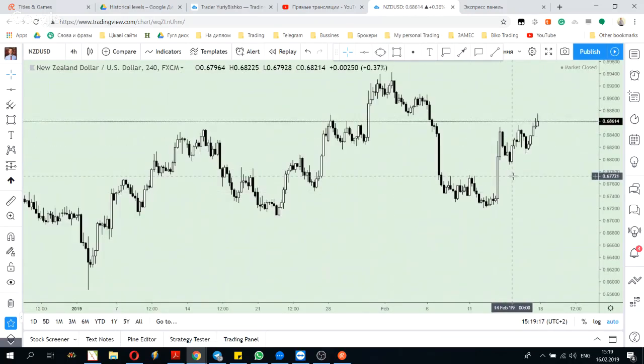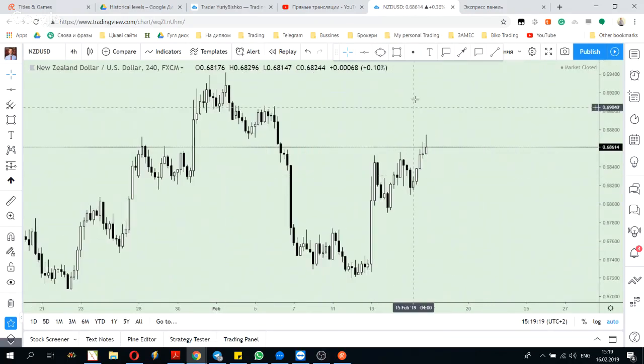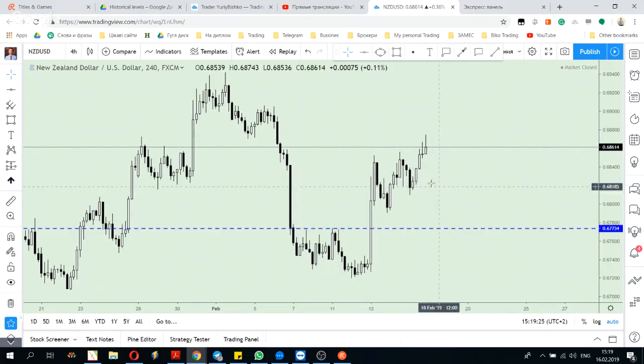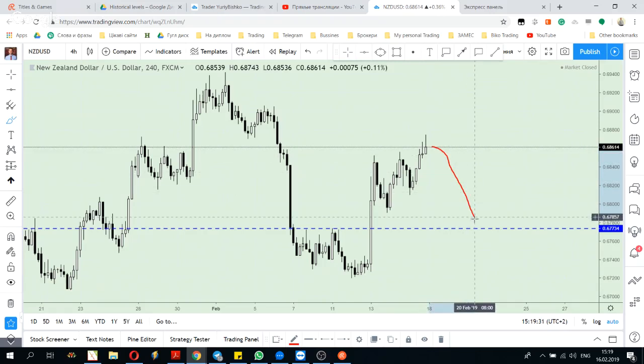Where would be the best place to open entry? For a start, here is pretty nice level from which price bounced several times. And if New Zealand dollar will make such pullback, you can open buy.